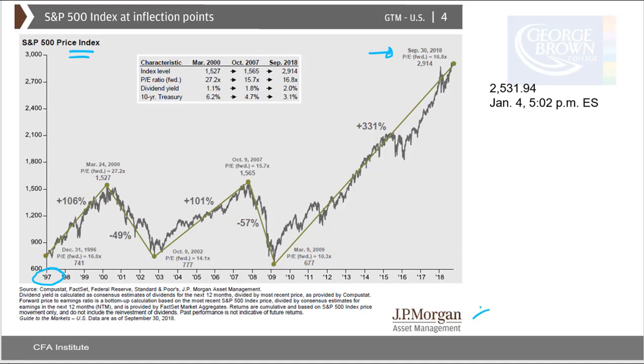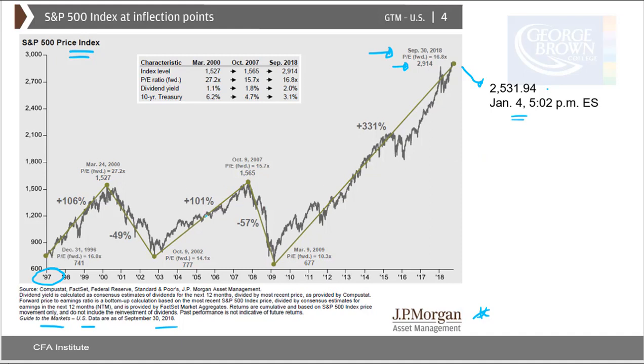And I'm getting this from the JP Morgan Guide to the Markets, US data. And if you Google search JP Morgan Guide to the Markets, you'll find this PDF that comes up. I find that's a really good document that I often use for various different purposes. But anyhow, you can see that at September 30th, 2018, the S&P 500 level was at 2914. January 4th, it's come down a little bit to 2531.94 at the close on January 4th.